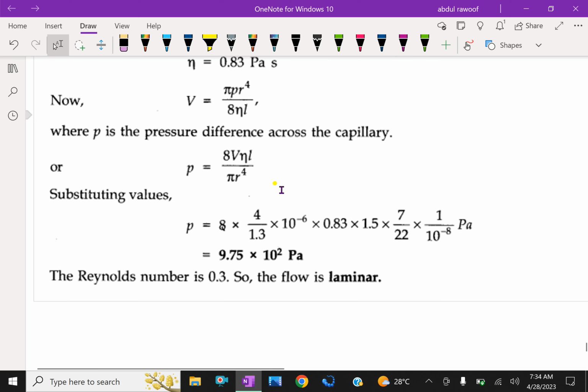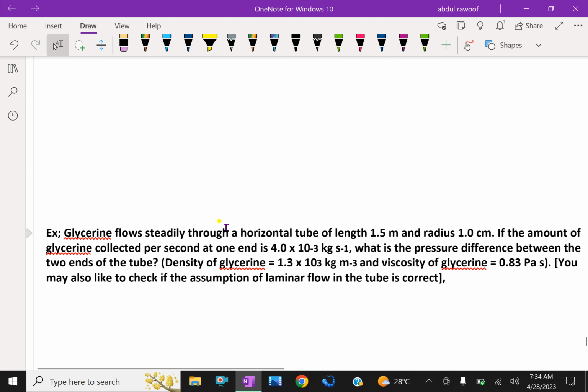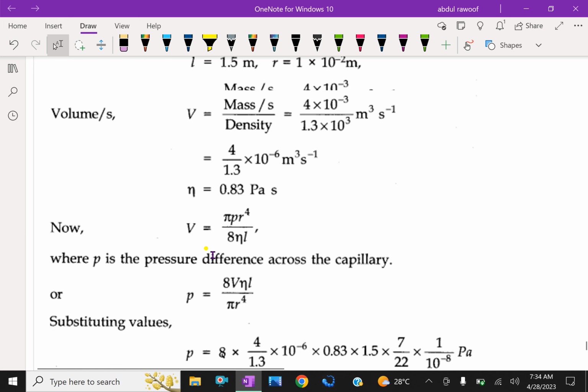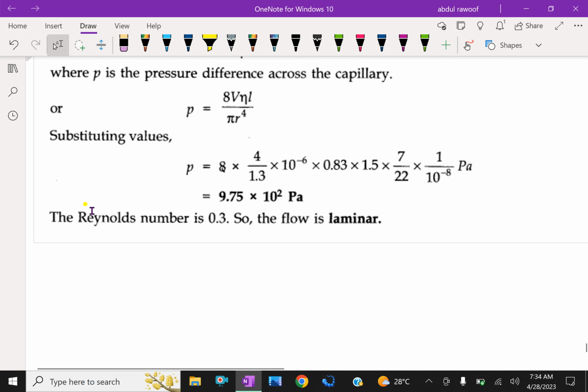We got the pressure, and the Reynolds number is 0.3. By calculating the Reynolds number using the formula with the given information, it is 0.3. So the flow is laminar, it is a laminar flow.